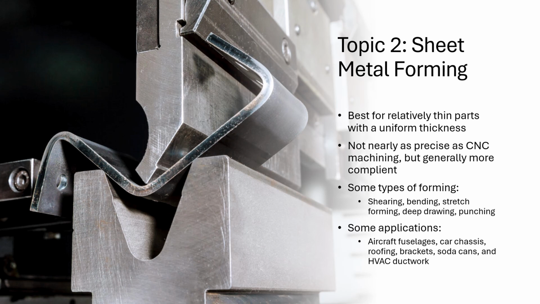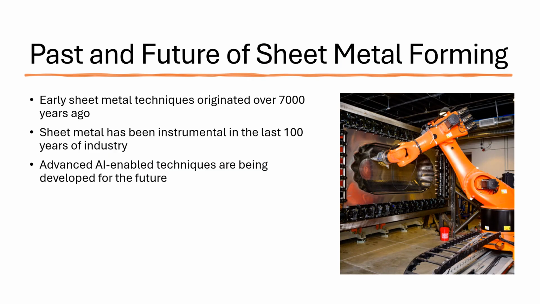Some types of sheet metal forming are shearing, bending, stretch forming, deep drawing, and punching. Common products manufactured using sheet metal forming techniques are aircraft fuselages, car chassis, roofing, brackets, soda cans, and HVAC ductwork. Metal forming is one of the oldest metalworking techniques, with early forms of hammering and stamping originating over 7,000 years ago, and possibly even earlier than that.